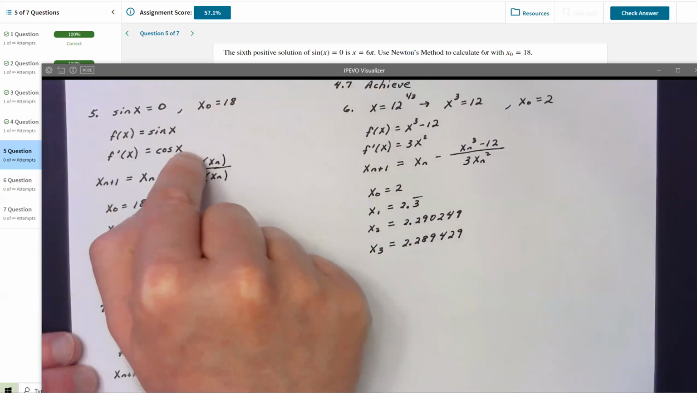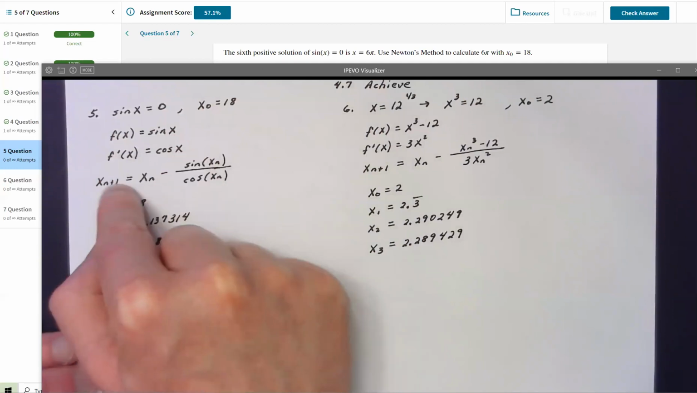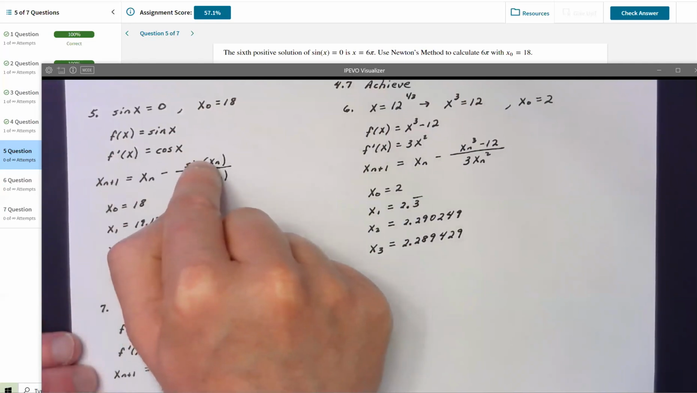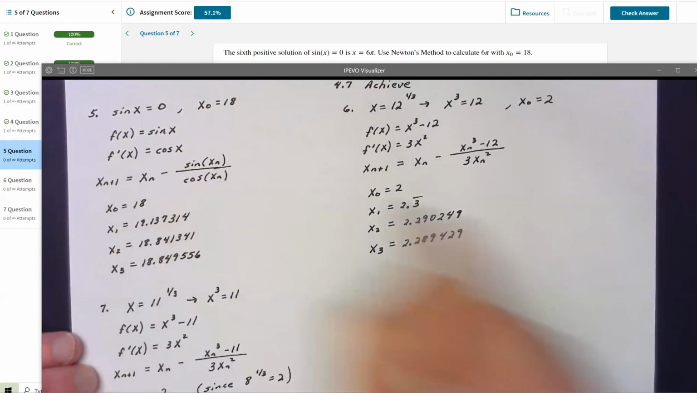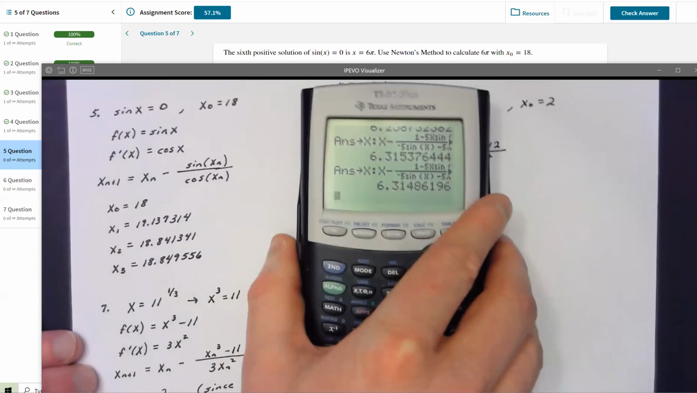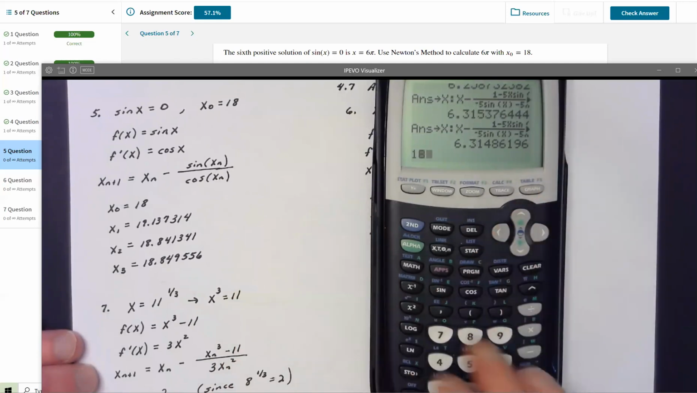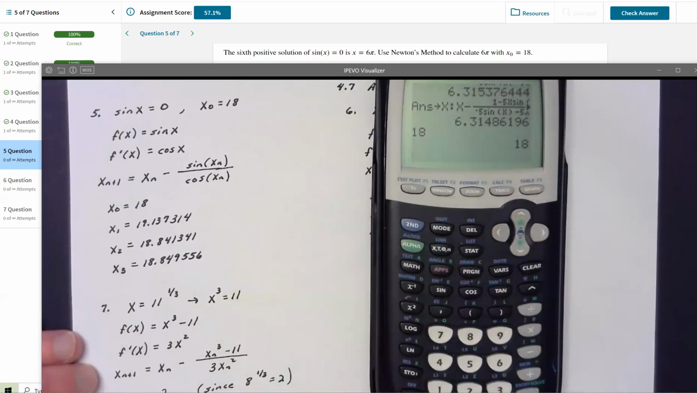Derivative of that function is cosine of x. So Newton's method is going to be each successive guess is the previous guess minus the function evaluated at the previous guess divided by the derivative evaluated at the previous guess. And our original guess in this problem was 18, so I get 18 entered in on my calculator.